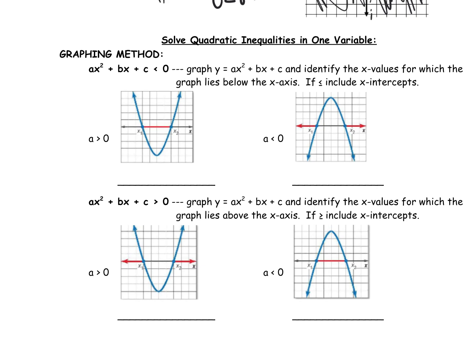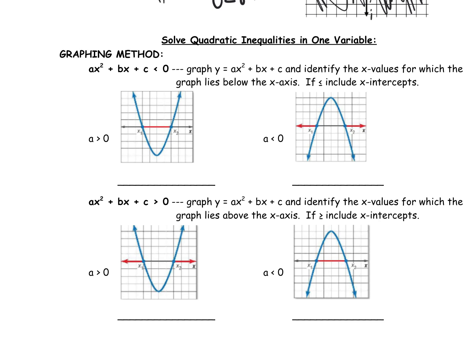And then we identify the x values for which the graph is below the x-axis if we're looking at less than, and if we're looking at greater than, we'll look at above the x-axis. If it's less than or equal to, it's going to be a solid parabola. If it's less than, it's going to be dashed. So if it's less than or equal to, it includes the x-intercepts. If it's just less than, it does not.